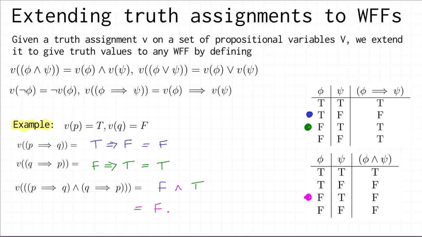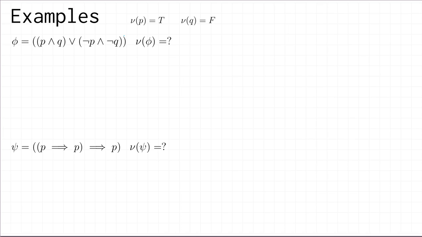Okay, well, using this method, we can give a truth value to absolutely any well-formed formula using a set of propositional variables V once we're given a truth assignment to the propositional variables. Let's try some more examples. So we're going to take P and Q to be propositional variables. We're going to have a truth assignment that makes P true and Q false. So this truth assignment here, which is the same one we had before.